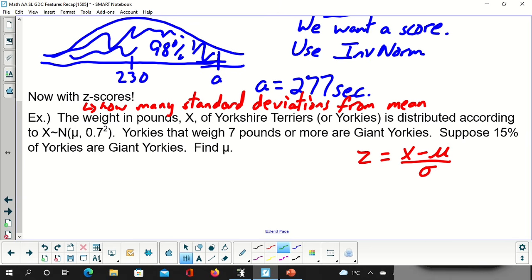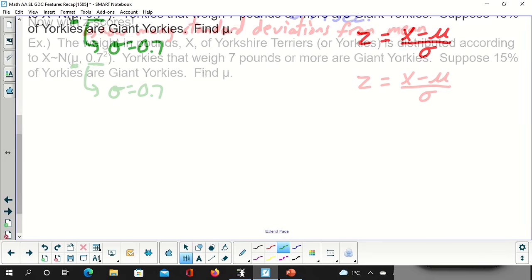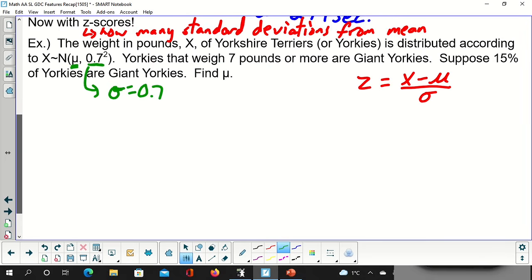So we've got an example. The weight in pounds of Yorkshire Terriers, or Yorkies, is distributed according to this distribution. So mu, or the mean, is unknown. This is telling us the variance. It's also telling us that standard deviation is just going to be 0.7. Yorkies that weigh 7 pounds or more are called giant Yorkies. For real. Suppose 15% of Yorkies are giant Yorkies. Let's draw this.